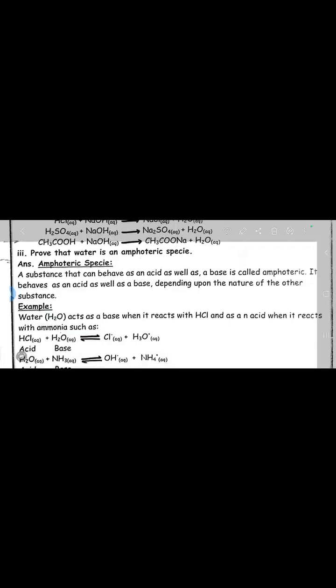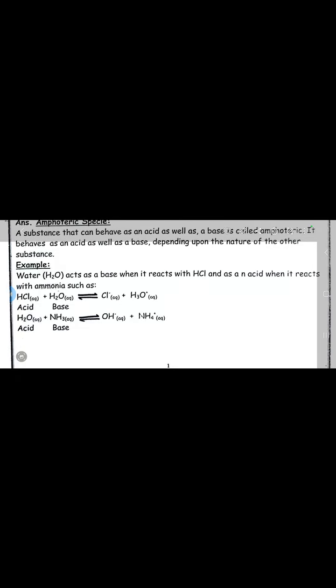For example, you can see that water is there. Water is reacted with acid HCl and it will accept a proton, and that's why it will act as a Bronsted-Lowry base. On the other hand, when you react the same water with a base, ammonia, in that case it is going to provide, it will donate a proton, and that's why it will act as an acid.